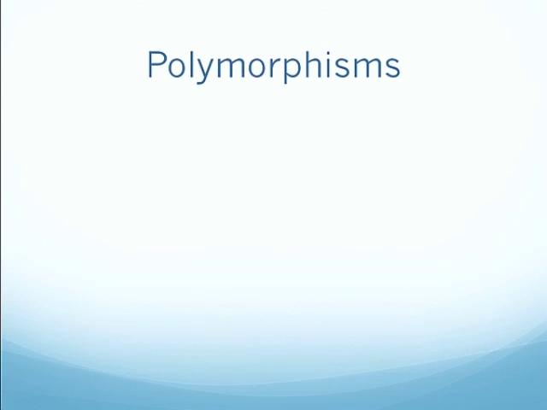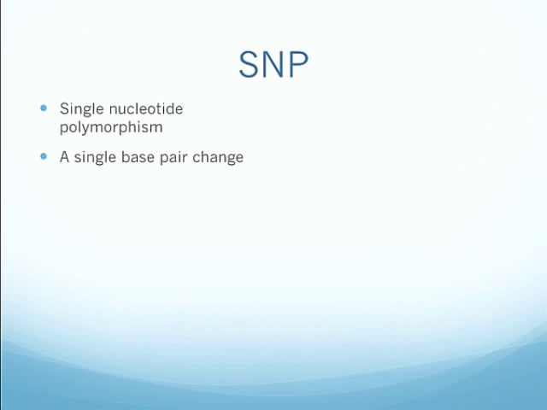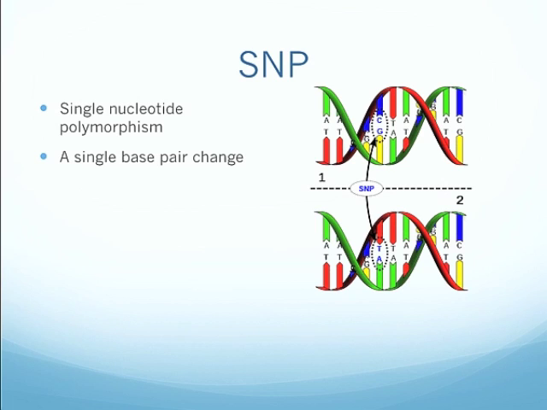I'm going to talk about three different types of polymorphisms: SNPs, Indels, and CNVs. So, a SNP stands for single nucleotide polymorphism, and what this means is that a single base pair in your DNA has mutated from one base pair to another. In this case, we have a G to A SNP.